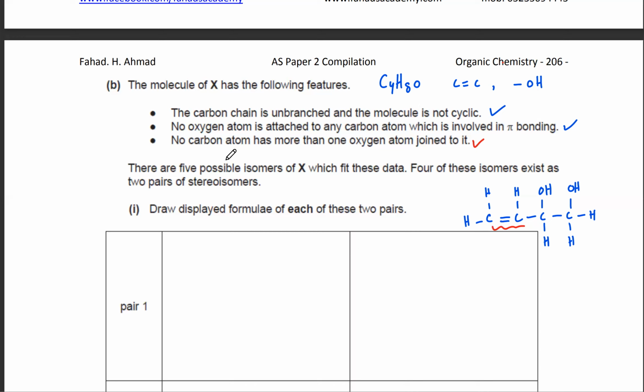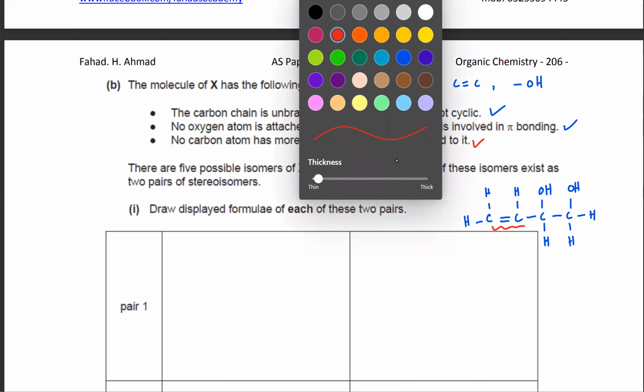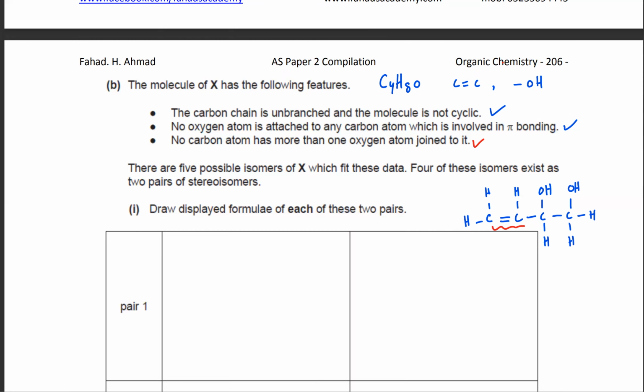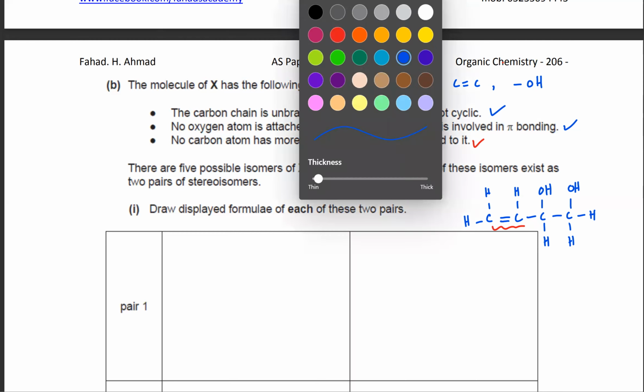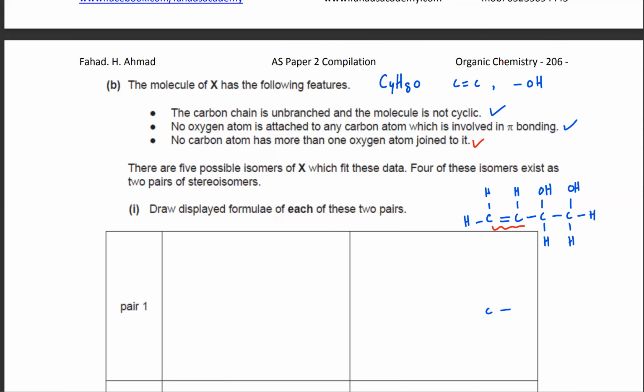So he's saying there are 5 possible isomers of X which fit these data. So let's try and figure out another one. Now he's saying there are 5 of them. So let's try and figure out the next one. I can switch the position of the double bond. I can have the double bond over here. And the OH groups, remember that OH groups have to be kept away from the double bond. So that's another one.